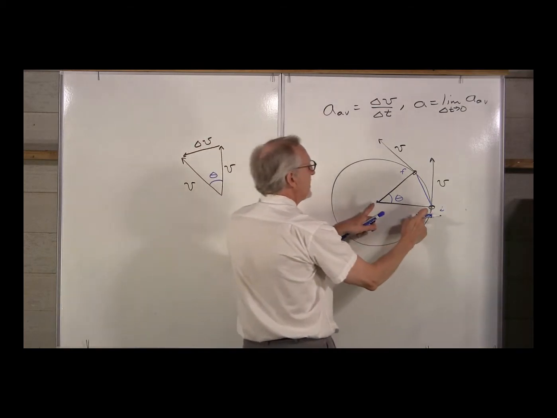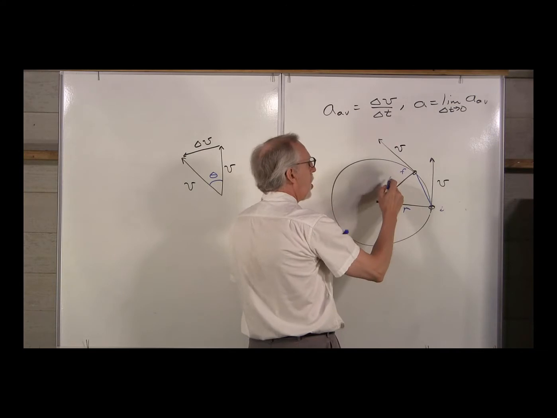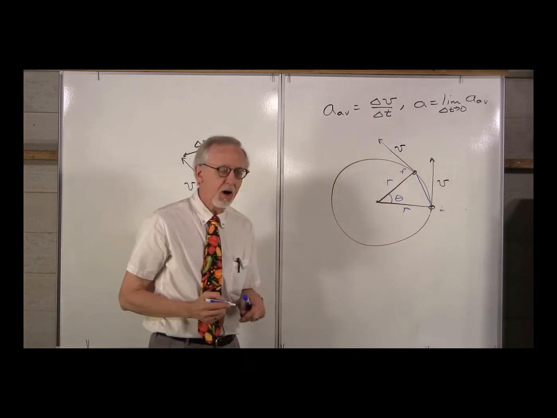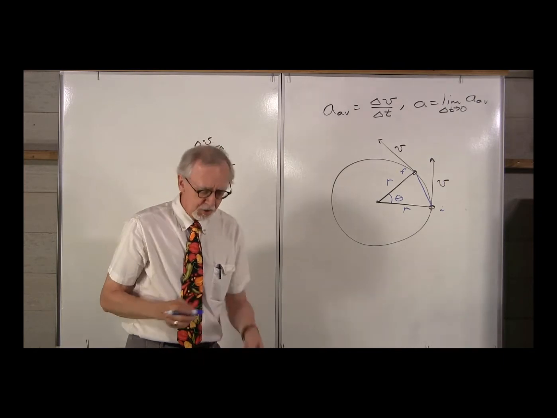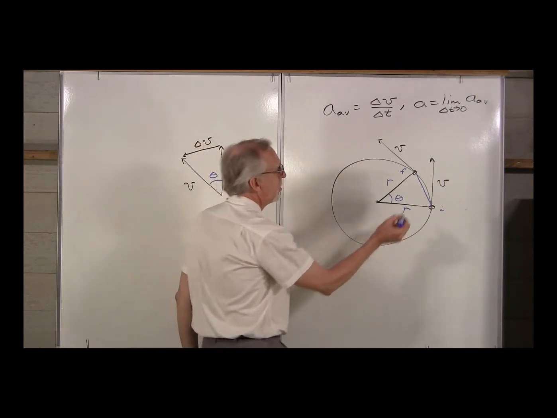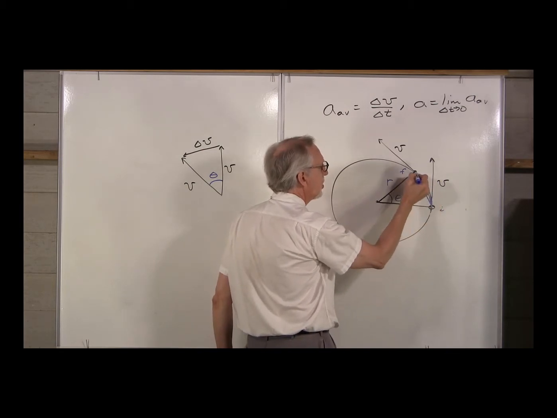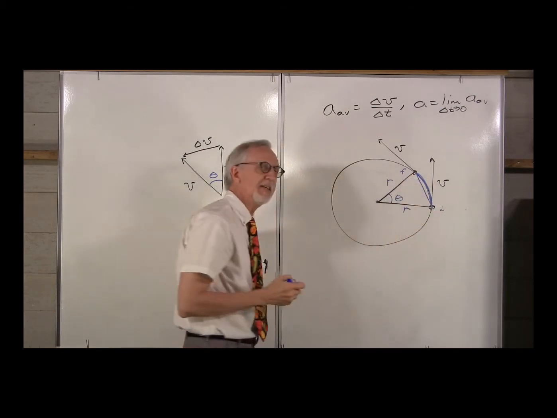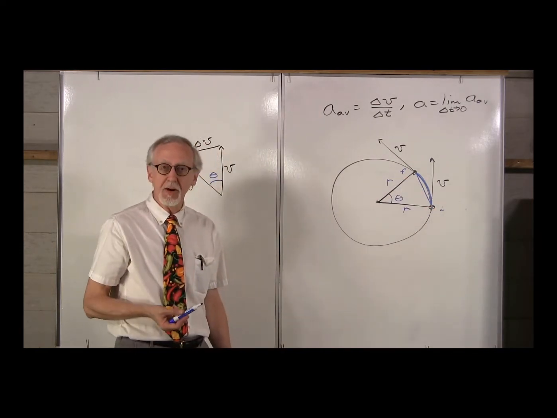We know that this side is the radius of the circle, r. This side is also the radius of the circle, r. How long is this side? That's a little bit of a hard question, but we do know that the length of the arc, the length of the circle that connects those, is the distance that the object has traveled as it moves around the circle.